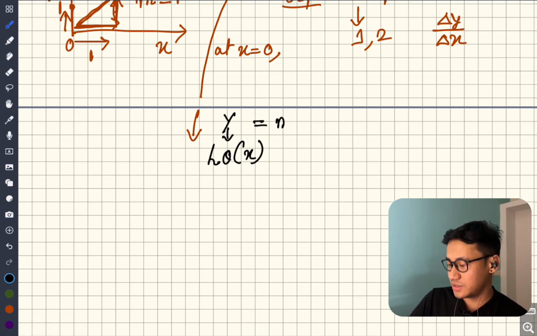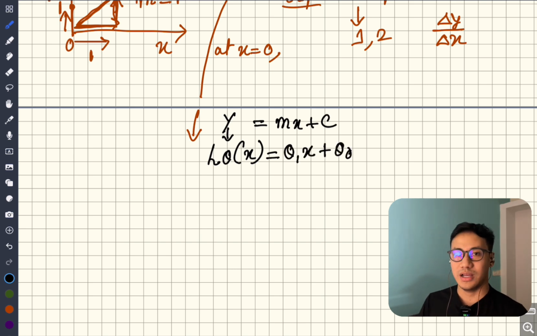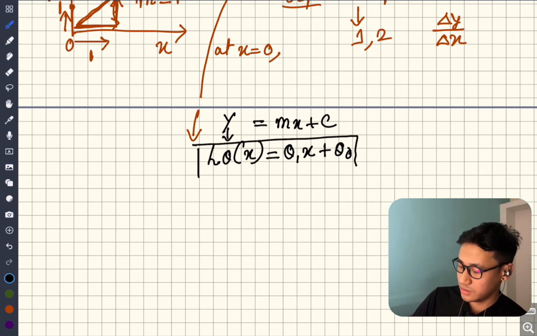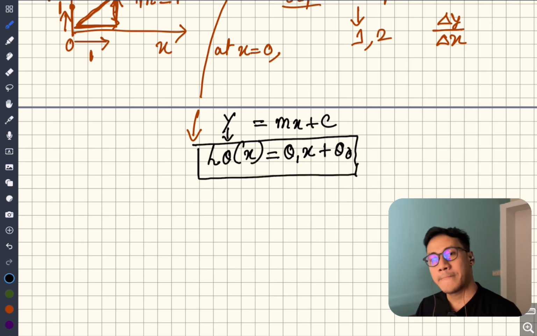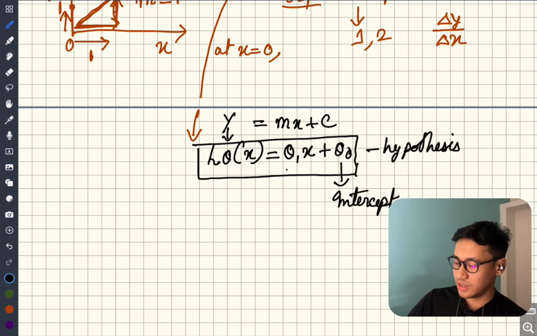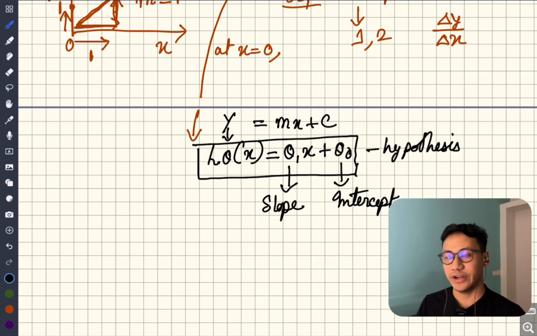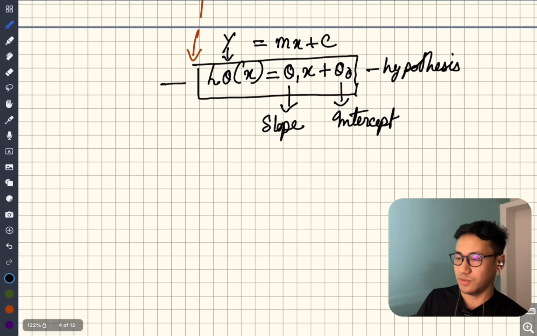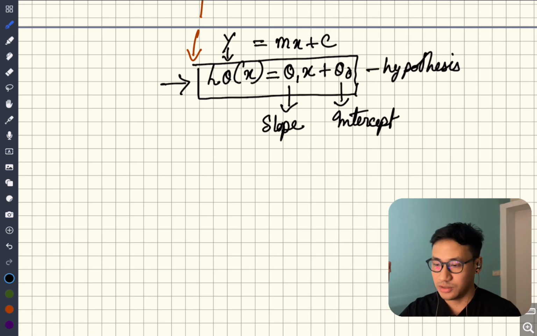Basically this is y, I'm just naming it differently, nothing else. y equal to mx plus c becomes theta 1 x plus theta naught. I'm just changing the name. We will take this as the hypothesis. This is a function we will be using throughout the algorithm. Here theta naught is the intercept and theta 1 is the slope. Theta 1 is similar to m and theta naught is similar to c. This is called the hypothesis formula.